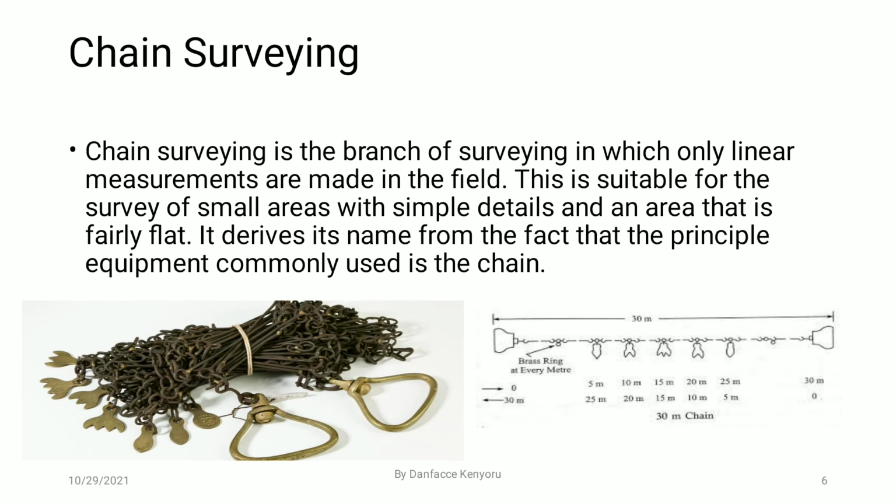The other element is chain survey. Chain survey is the oldest and commonly used type of survey where only linear measurements are made in the field. This is suitable for small areas with simple details, with an area that is fairly flat. Its name is derived from the fact that the principal instrumentation is the chain.